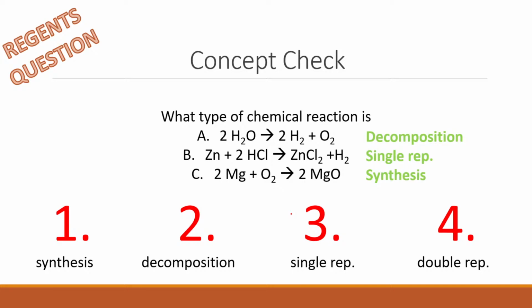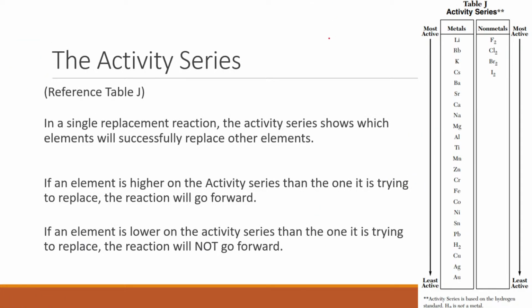But that's not actually all we're here to talk about today. Today we also want to look at single replacements just a little bit more. We want to know if a single replacement will happen or not. How do I know if I'm looking at zinc plus HCl if zinc will replace the hydrogen, or if I flip it? What if I do it this way? They can't both happen. I can't have both of these things happening because then our reaction's never going to stop.